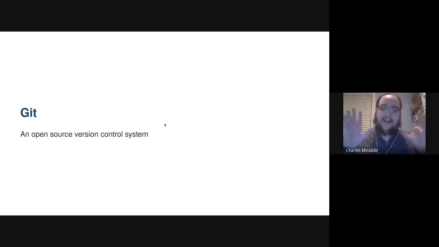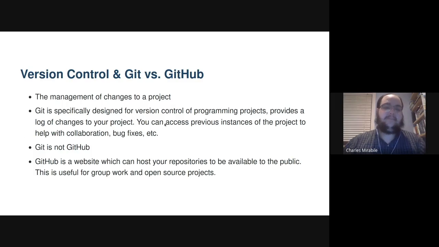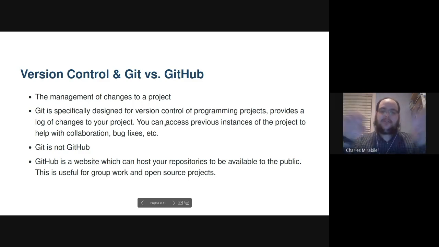What is Git? Why do we care? Let's actually get into what it is. Version control allows you to manage the changes to a project, and it's specifically designed for programming projects. It essentially provides you a log of all the different states of the project, and you can look at previous instances, and people can also work in parallel. As I was saying, Git is not the same thing as GitHub. GitHub is a website where you can host the repositories and share them with people, but it's not exactly the same thing. There are also alternatives to it.